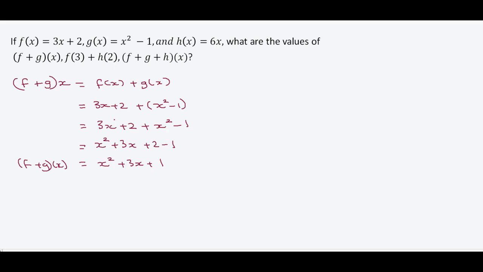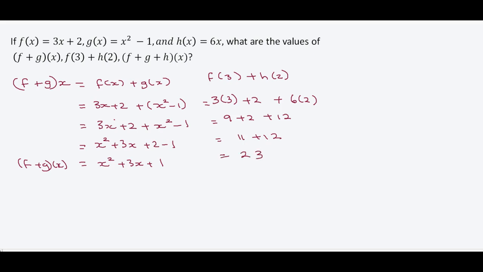So now the next thing we're going to look at is f of 3 plus h of 2. So f of 3 is going to be, we replace x with 3 in 3x plus 2, and then plus h of 2, 6 times 2. So 3 times 3, that's 9, plus 2 plus 12. So 9 plus 2 is 11, plus 12. So 11 plus 12 is going to give us 23.